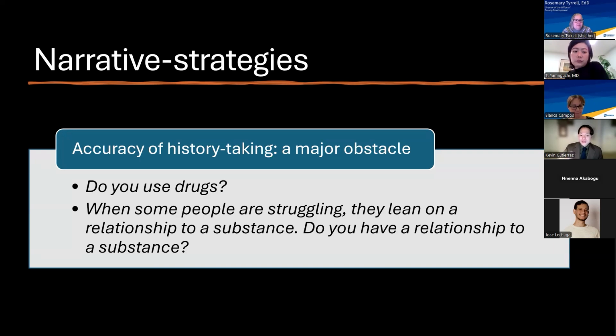And so one of the things that I like to do is build it into the natural flow of the conversation. So if we're going to talk about different types of mental health issues, or I'm noticing some distressing symptoms, you can use that as an entry point. It's called normalizing, where you normalize that some people, when they are struggling personally, will lean on and depend more on a relationship to a substance. Do you have a relationship to a substance?